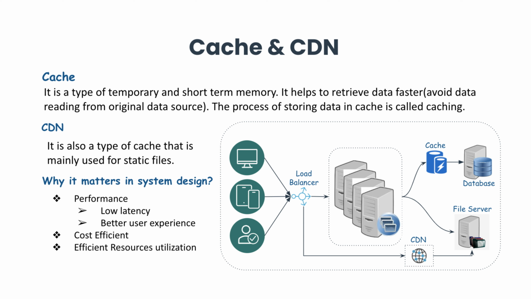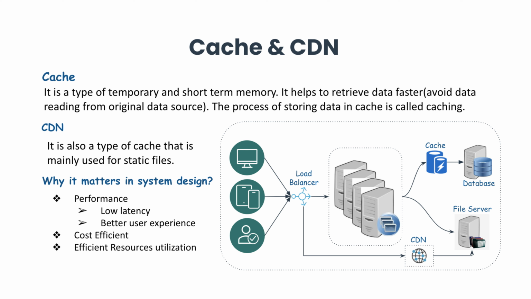CDN. CDN is also a type of cache that is mainly used for static files. You might have seen many websites use CDN to serve JavaScript, images and HTML. When millions of users are accessing applications, it helps to load websites quickly and also decreases load on the server. We can use any CDN service or create our own.